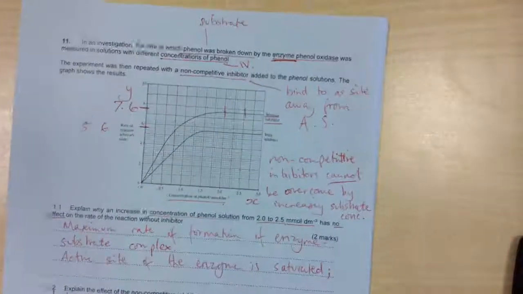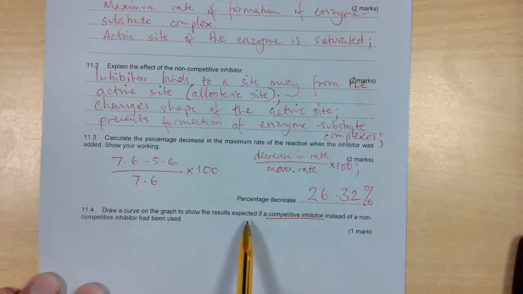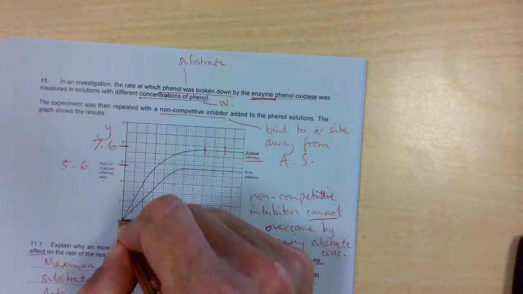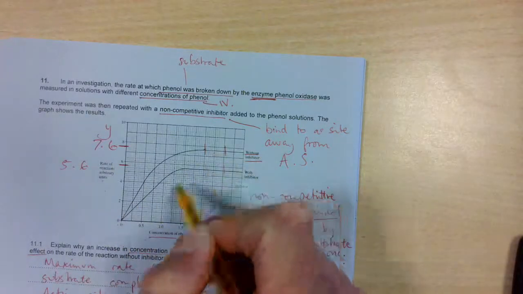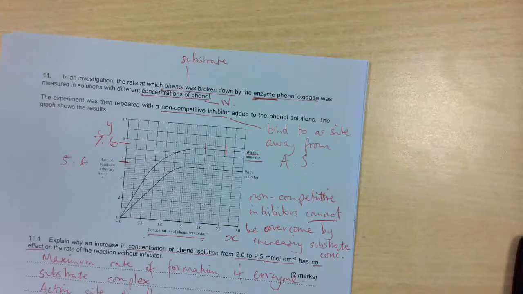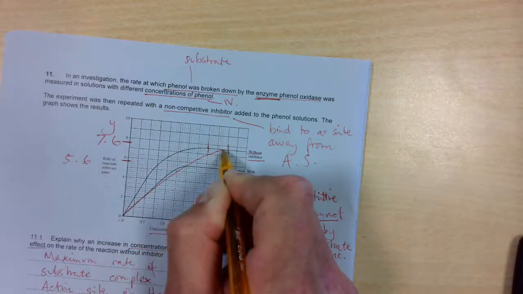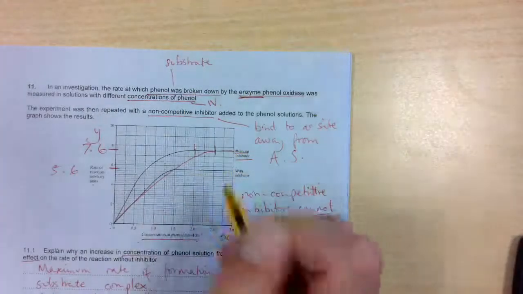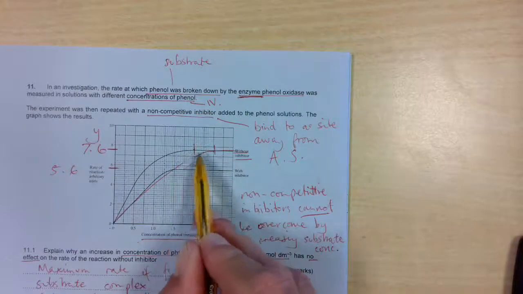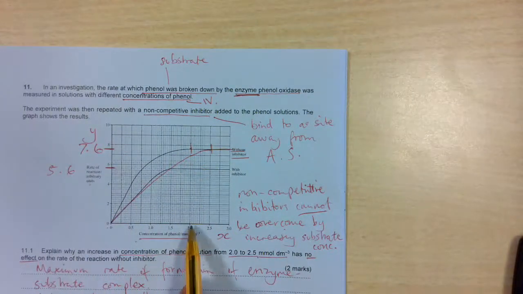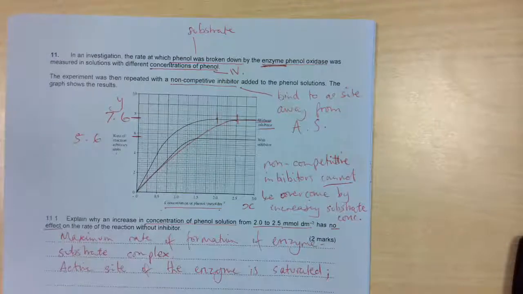So, to answer this question then, draw a curve on the graph to show the expected results. Well, the rate would be decreased, but eventually it would reach the same maximum rate by increasing the concentration of the substrate. So you just need to draw a line below the rate without the inhibitor, but show on the graph that eventually, if you increase the concentration enough, it will still reach the same maximum rate. Okay, and that's worth 1 mark.